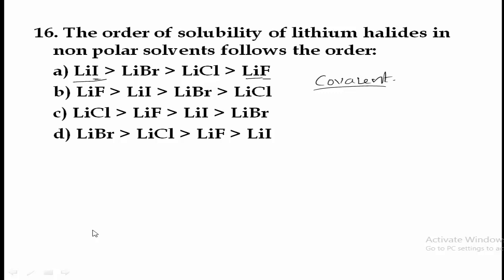So thus, if ionic character is there, then it will be soluble in polar solvents. But if covalent nature is there, then it will be easily soluble in non-polar solvents. So lithium iodide has the highest solubility, and then after iodine, the larger size is shown by bromine, and thus lithium bromide is more soluble as compared to lithium chloride, and lithium chloride is more soluble as compared to lithium fluoride. So thus, in non-polar solvents, the order of solubility of lithium halides is given by this. So therefore, option A is the right one.